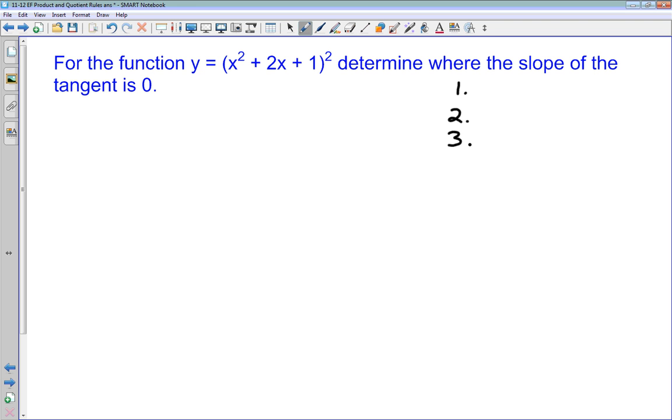So there's going to be 3 steps to solving this question here. If they tell us that we're interested in finding where the slope of the tangent is 0, well, once we see the words slope of the tangent in there, we know that we are going to want to find our derivative.